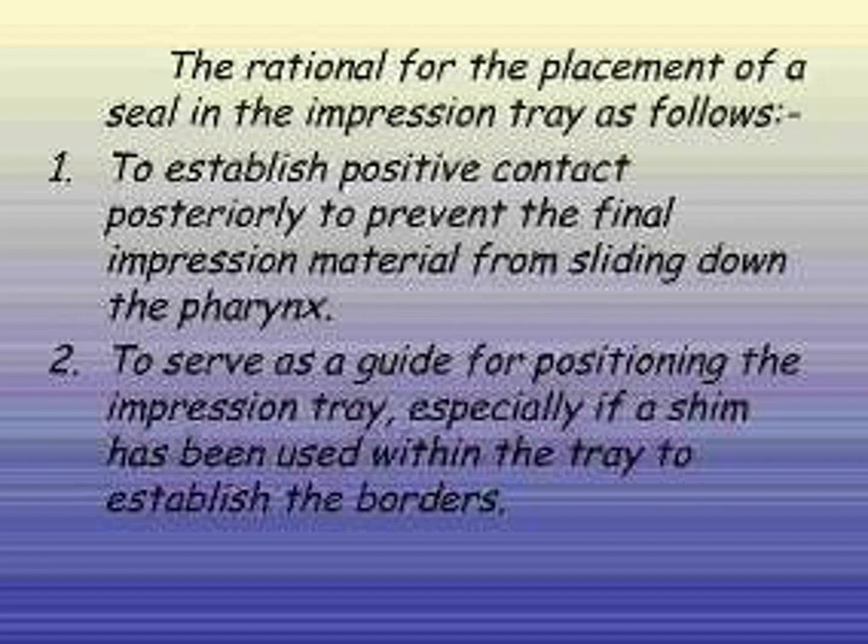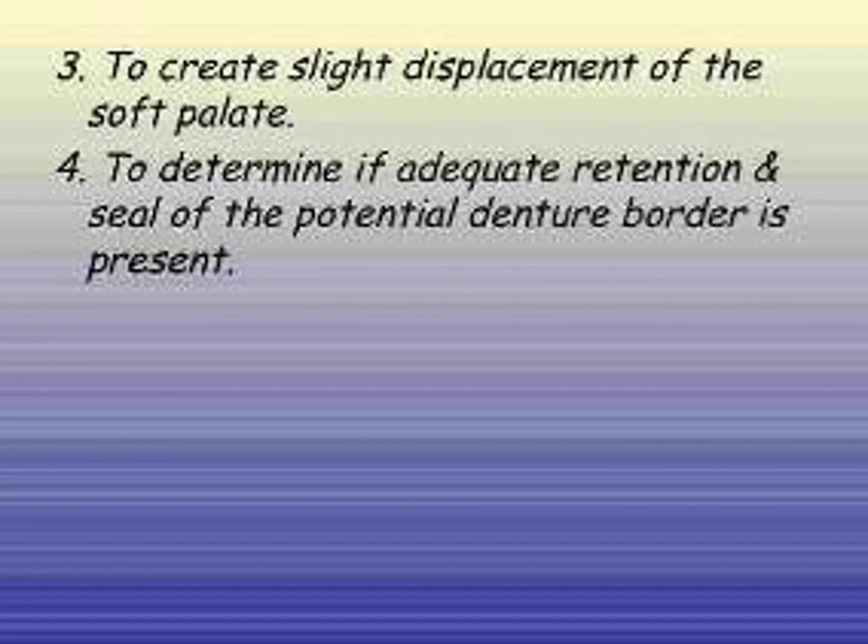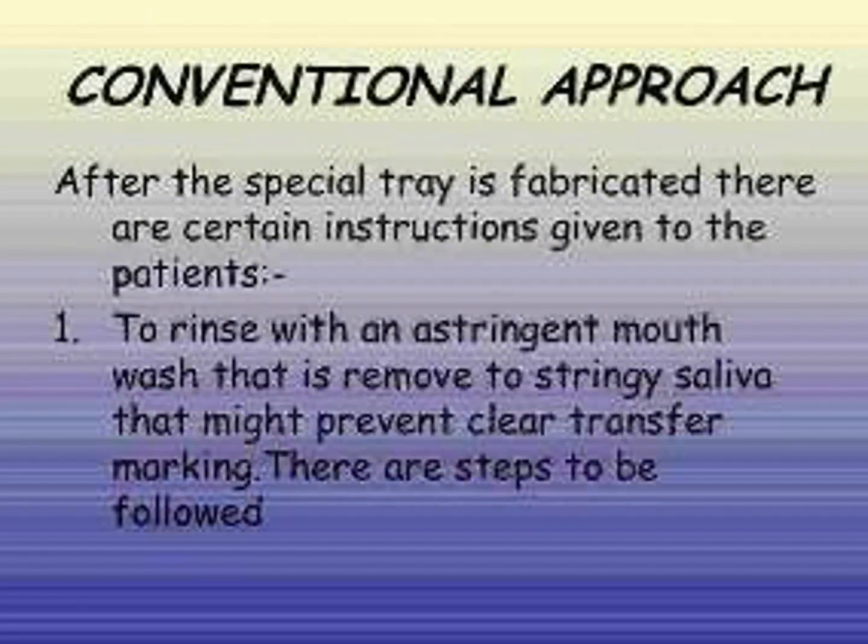The rationale for placement of seal in the impression trays are as follows: to establish a positive contact posteriorly to prevent the final impression material from sliding down into the pharynx, and it serves as a guide for positioning the impression tray, especially if a shim has been used within the tray to establish the borders. It also creates slight displacement of the soft palate to determine if there is adequate retention and seal of the potential denture borders if present.